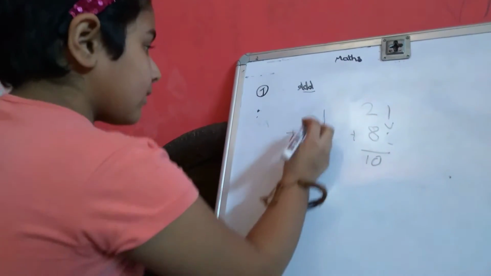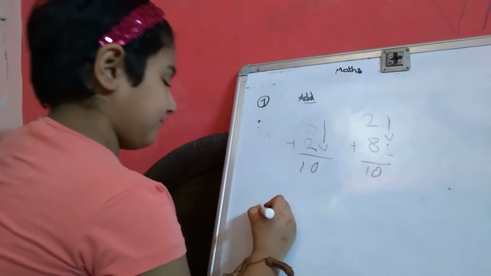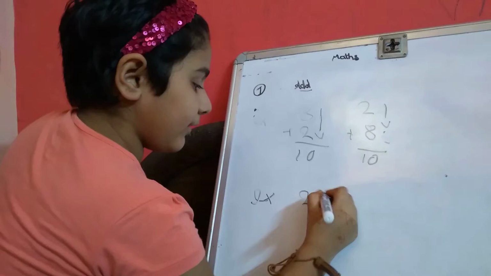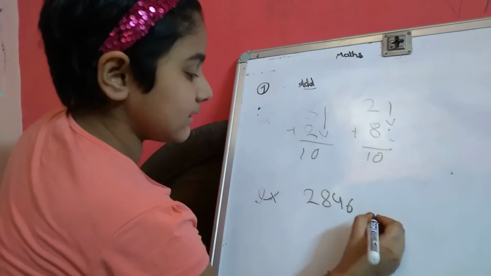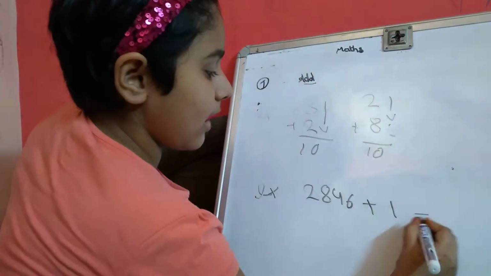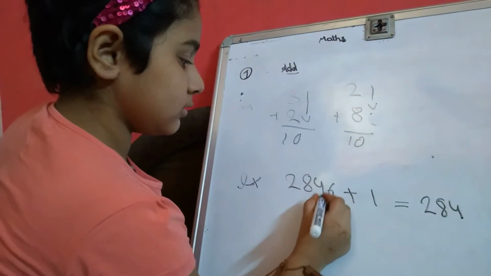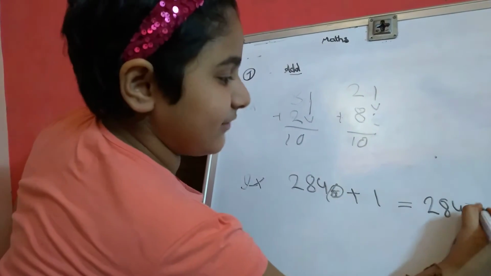So I give you an example. 2846 plus 1. So the answer is 2847.